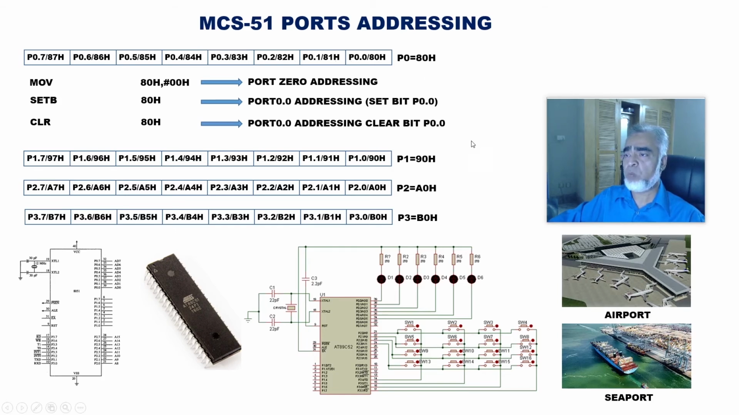or port 0.0, port 0.1. Similarly, we have port 1 with the address 90H, and we can find different addresses of port 1 pins, that is port 1.0 at 90H, port 1.1 at 91H and port 1.7 at 97H. Similarly, we can find the port address and the bit addresses of port 2 and port 3.